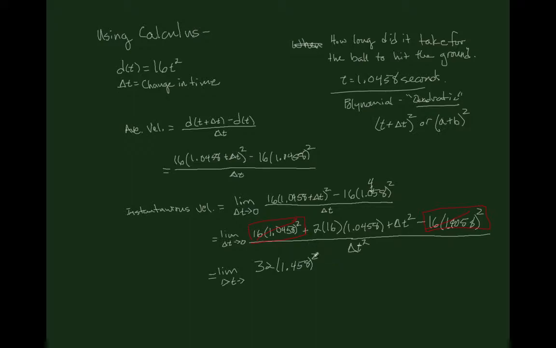Oh, there's no square on that. Wish I had a way to erase that. Oh my goodness, I forgot my delta t. I was talking too much. There should be a delta t here when you FOIL that out. Sorry about that. And then that's plus a delta t squared. So this should have been 2 times 16 times 1.0458 times delta t. Okay, that's all correct now.